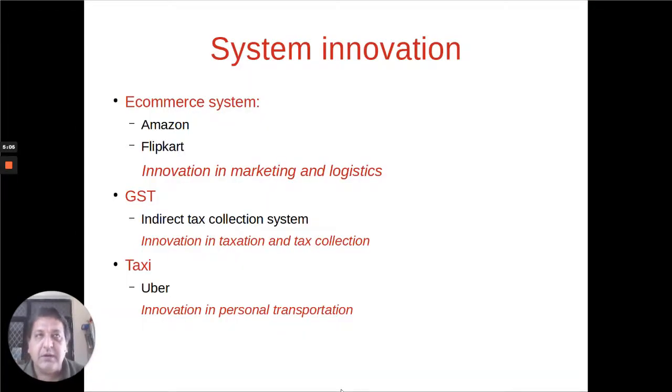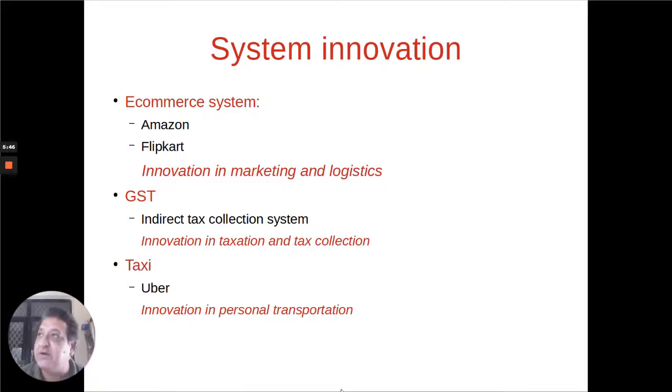And when we look at a set of processes that work together to convert an input to an output, we are talking about systems or system innovation. Some examples of system innovation that we see around us. The biggest system that we see around us are the e-commerce systems such as Amazon and Flipkart. Now they have revolutionized the e-commerce system. They have revolutionized the way we buy products. And then moving on to the taxation system, the goods and service tax, the design of the GST, as well as the implementation of the GST, as well as the system of collecting taxation through GST. There's innovation in all of these processes, and thus it is system innovation.